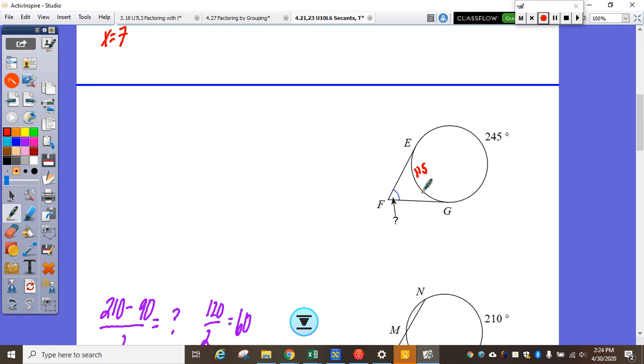All right, so 115. Therefore, we're going to take the larger arc, which is 245, minus the smaller arc, which is 115, divide those by 2, and that's going to give me my outside angle. 245 minus 115 divided by 2 is going to be 65.